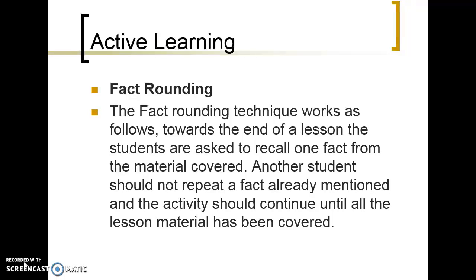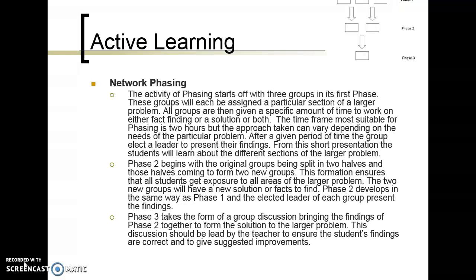Fact rounding is a technique that's used at the end of a lesson, where you ask each student, one after the other, for one fact, one word, one idea, one topic that was discussed in class, and then the next student can't mention that one. So by the time everybody has said something, generally you've covered the entire class and you've revised it just in a few seconds.